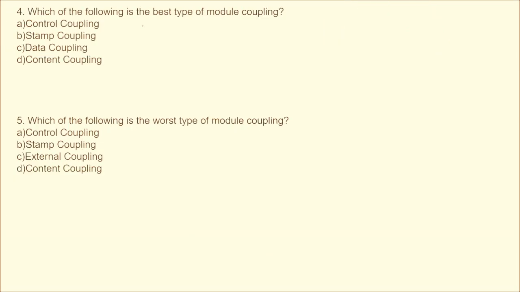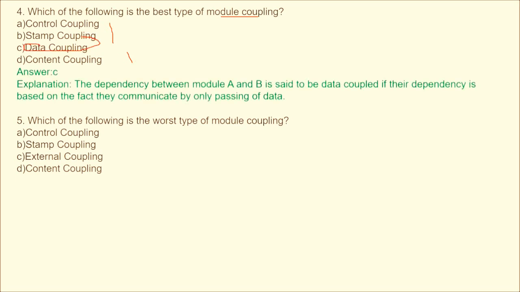Which of the following is the best type of module coupling? Data, stamp, control, content. The answer is C. The dependency between module A and module B is said to be data coupled if their dependency is based on the fact they communicate by only passing of data, nothing else.